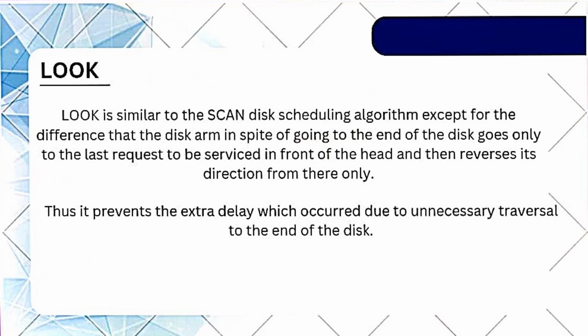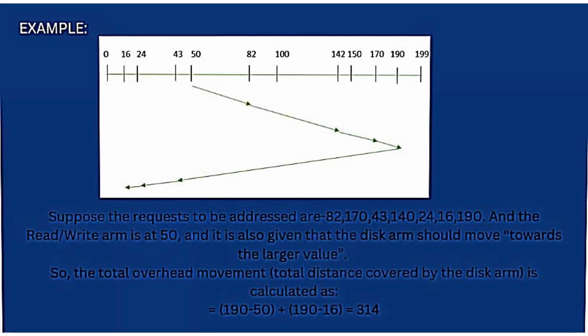Another algorithm is LOOK. LOOK is similar to the scan disk scheduling algorithm, except for a difference in the disk arm. In spite of going to the end of the disk, it goes only to the last request to be serviced in front of the head and then reverses its direction from there. Thus, it prevents the extra delay which occurred due to the unnecessary traversal to the end of the disk. You can see an example.